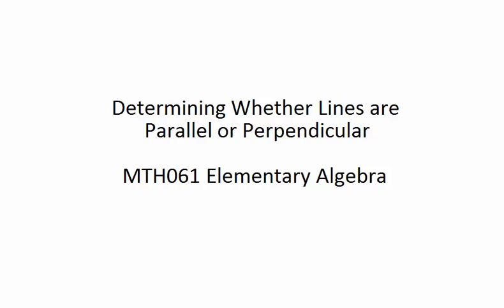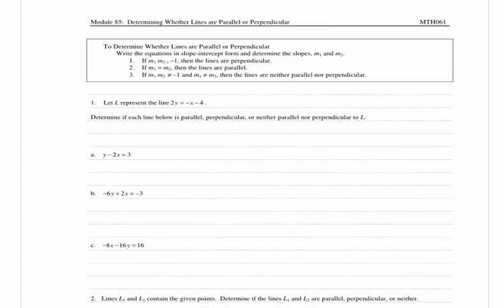In this video, we're going to be determining whether lines are parallel or perpendicular. In order for lines to be perpendicular, if we multiply their slopes together, it needs to equal -1. If the slopes are equal, then we have parallel lines, and if the slopes don't multiply together to -1, or they're not equal, then the lines are neither parallel nor perpendicular.